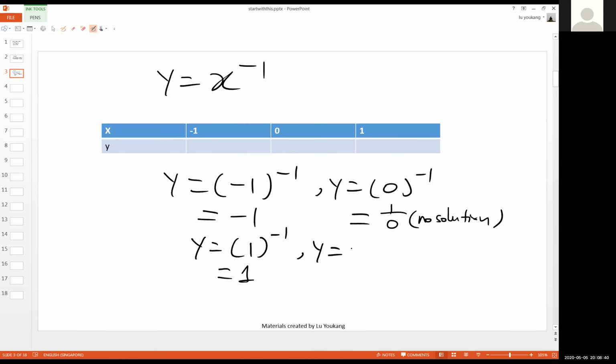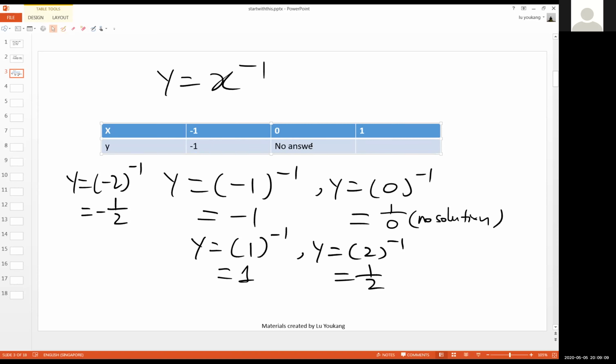So what about 2? I should get half, right? Yes. What about negative 2? I get negative half, right? Okay, good. So with this, I can establish a table. Negative 1 is negative 1. This one is no answer or no solution. And of course this is 1. I can add some more: this is 2, so it's 0.5. This is negative 2, this is negative 0.5.